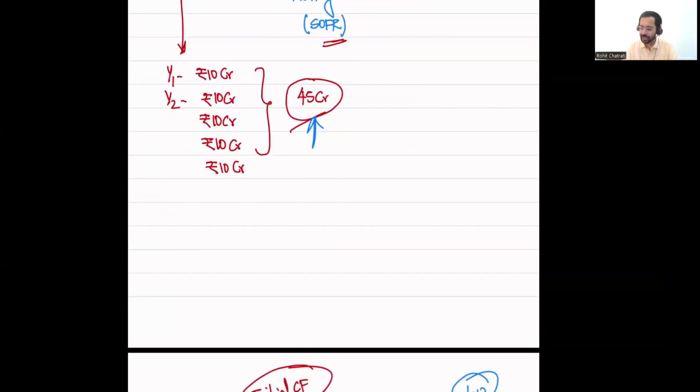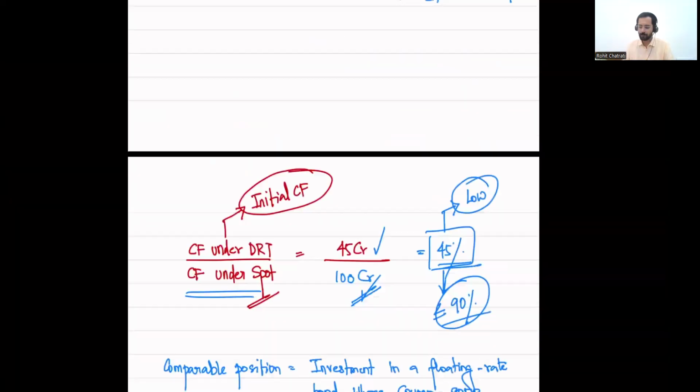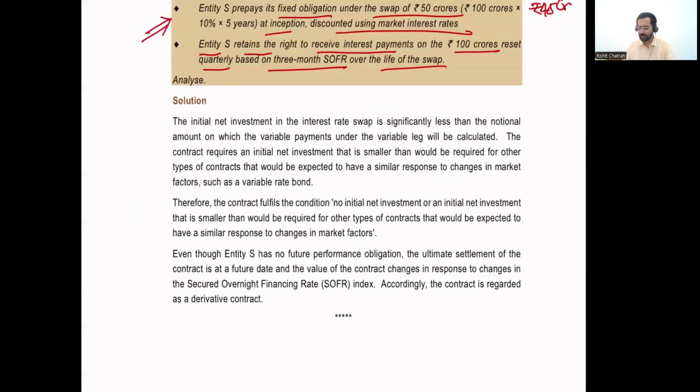All right, so the journal entry would actually be derivative asset debit of 45 crores, credit cash of 45 crores. Unlike the previous illustration where I debited the investment in equity, over here I'm only going to debit the derivative asset. I'm not going to debit the investment itself. All right, let's actually read the solution of the institute.